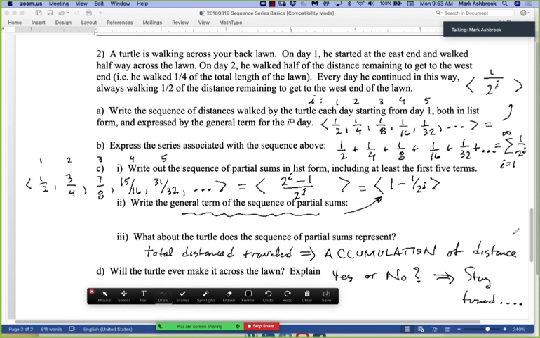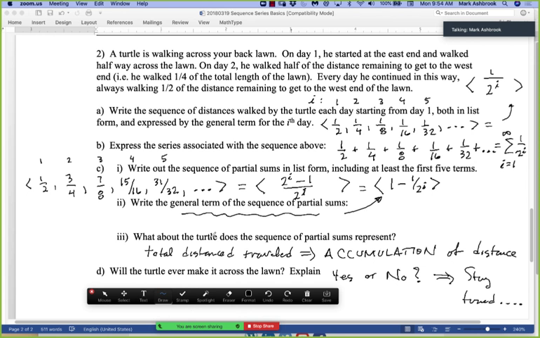Okay, any questions on this example? So nice example of a sequence, right? The sequence means how far the turtle walked each day. The series, adding up all of them. The sequence of partial sums, which is like an accumulation function, right? Accumulation of distance on the ith day. All right, so nice example. Any questions?